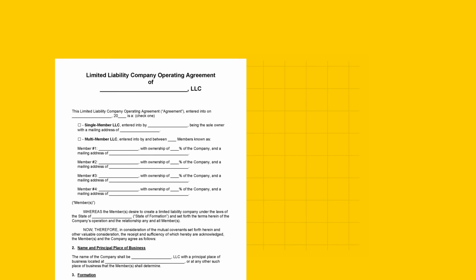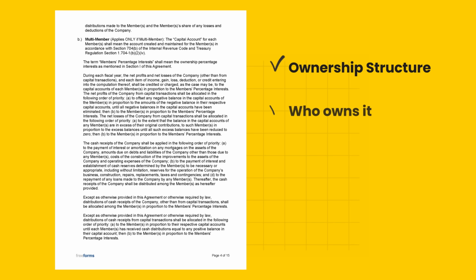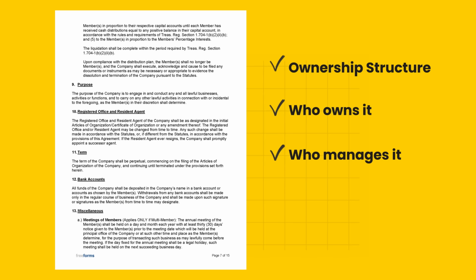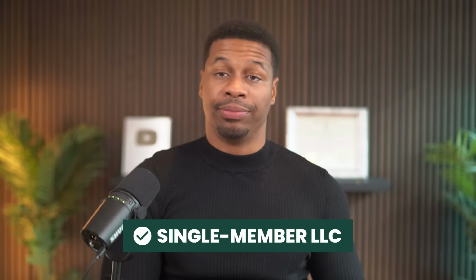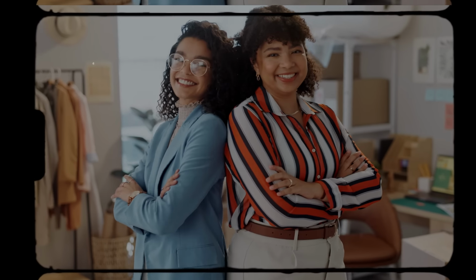So let's talk about this document. It typically outlines the ownership structure of the LLC, who owns it, who manages it, and how profit and losses are distributed, and so on. Now, if you are creating a single member LLC, or in other words, you own 100% of the company and no one else, then this may be a very straightforward and simple document. However, if you have a multi-member LLC, or in other words, you have partners, then you should carefully consider the terms that you include in your operating agreement.